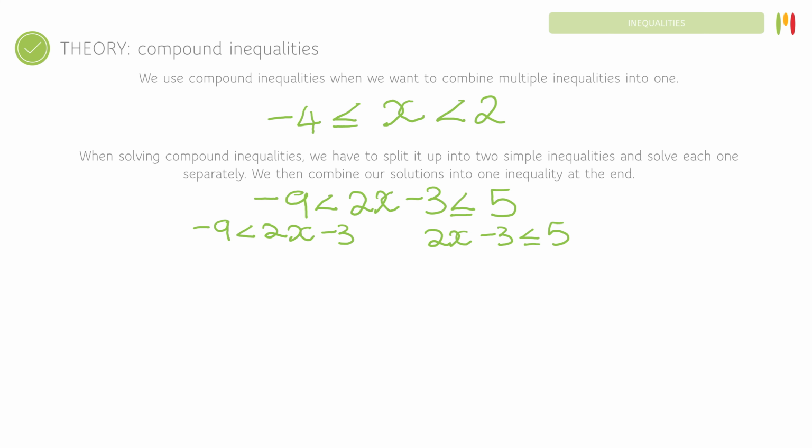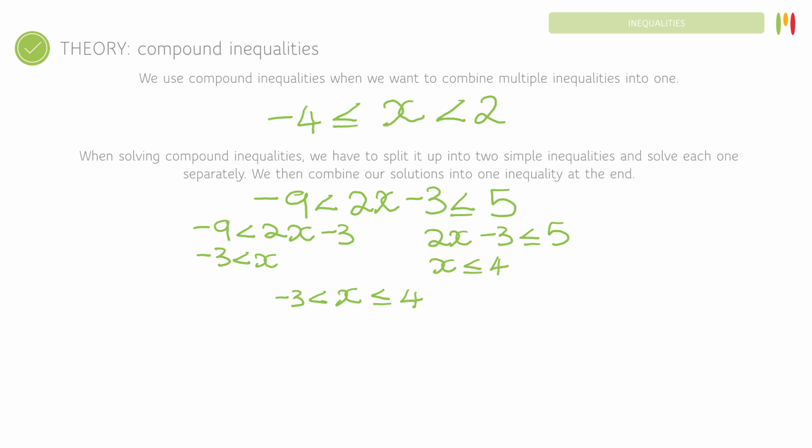We would then solve for x in both. Therefore we would have -3 is less than x and x is less than or equal to 4. We can then combine these inequalities so we have x is greater than -3 and less than or equal to 4.